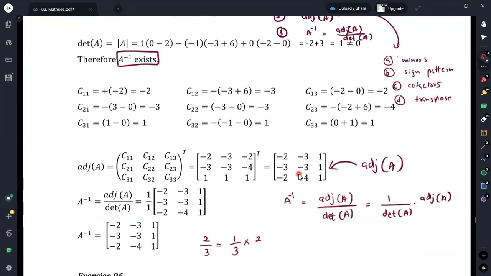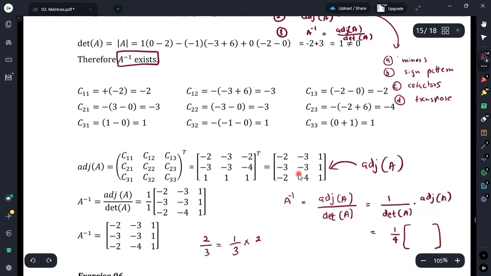1 over determinant A is quite like this: suppose the determinant is 1, then we get 1 divided by 1. Whereas if you have 4, then it will become 1 over 4. Then you will have the adjoint matrix here, a 3 by 3 matrix, and you can write down the values. Then it is quite simple, like a scalar multiplication.